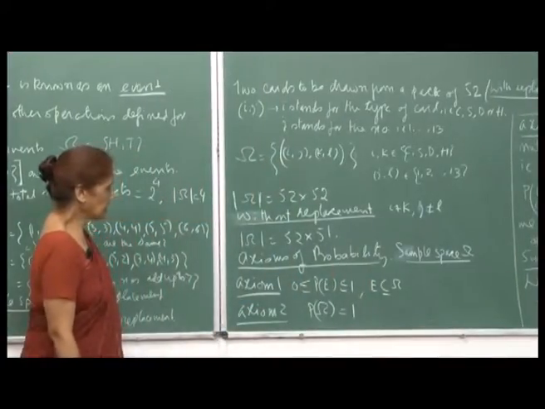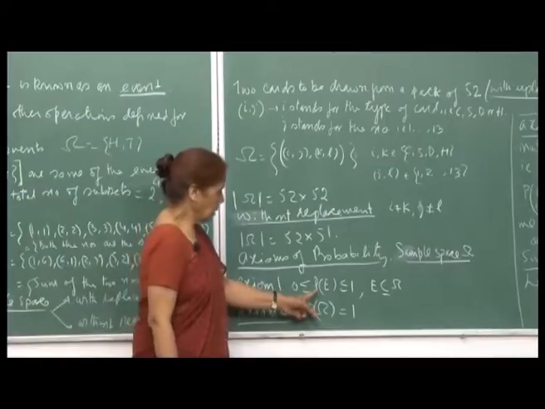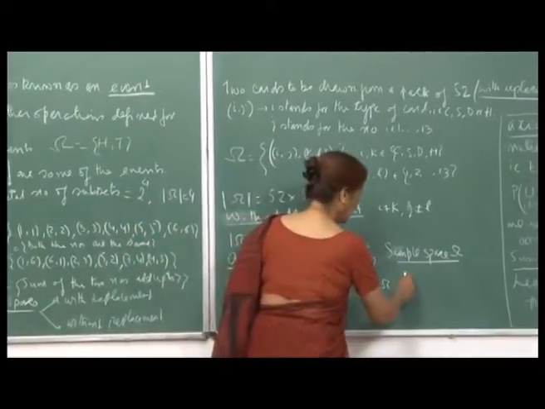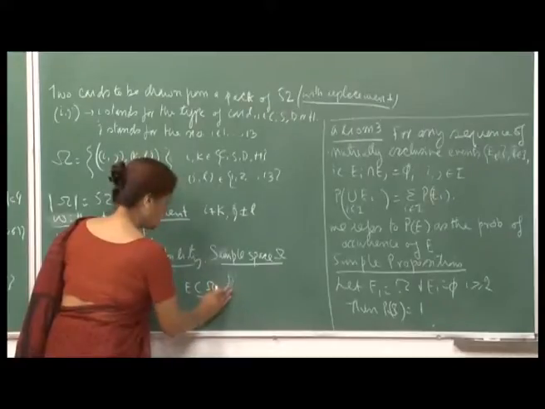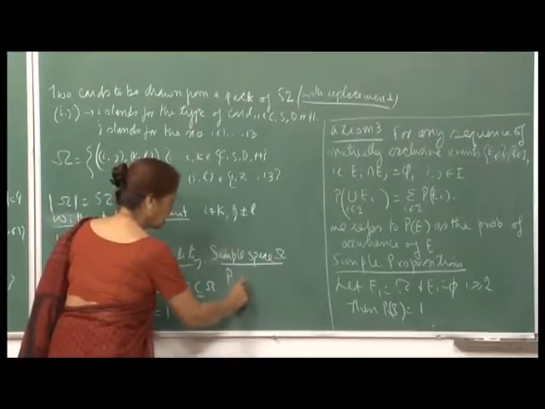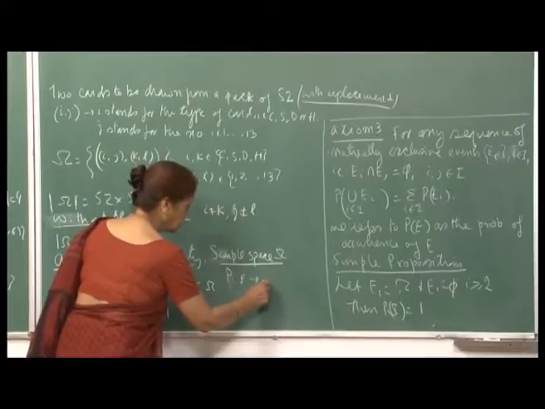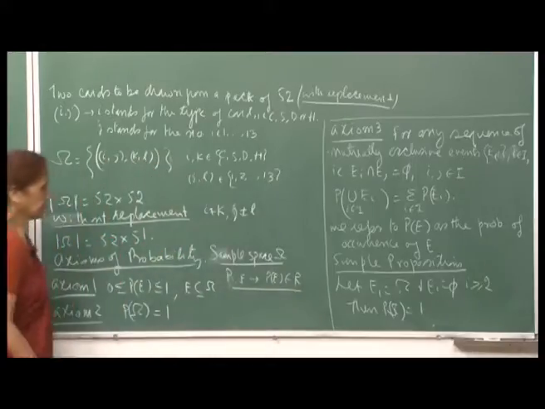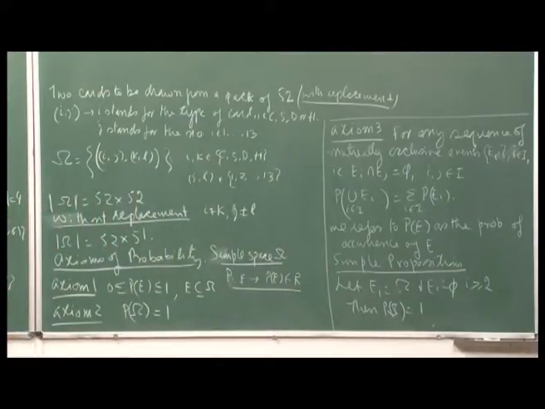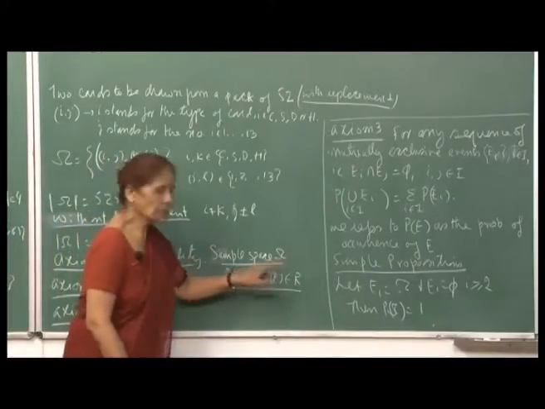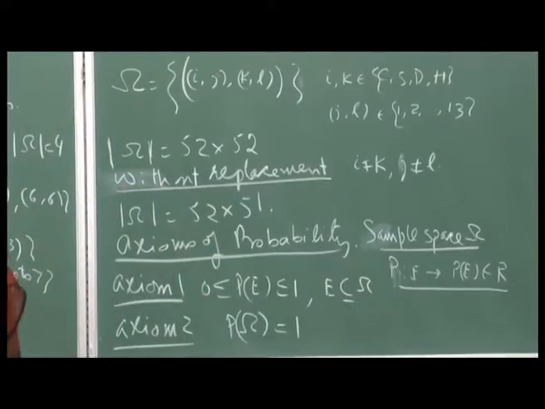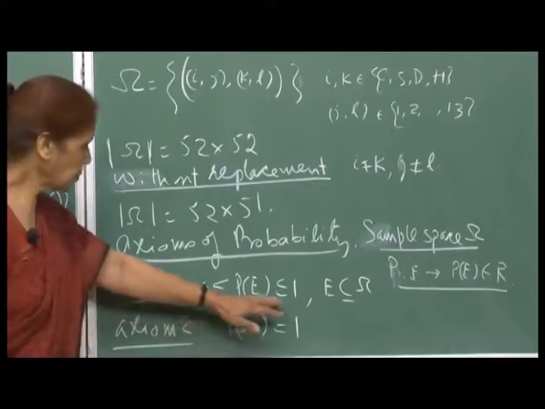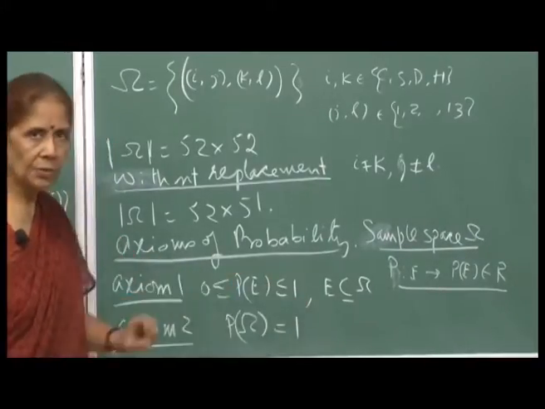So, then we say that the function P, I am writing capital P, assigns E to a real number, that is it takes it to P(E), which belongs to the real numbers R. So, you can say that this is a mapping or an assignment. For every event E, for every subset of omega, I am assigning a real number, and P(E) must be between 0 and 1, that is the first requirement.